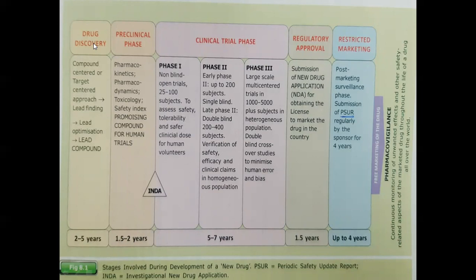Here, this is a picture. First, drug discovery will take around 2 to 5 years. Then the preclinical phase will take 1.5 to 2 years. I will explain this one later.